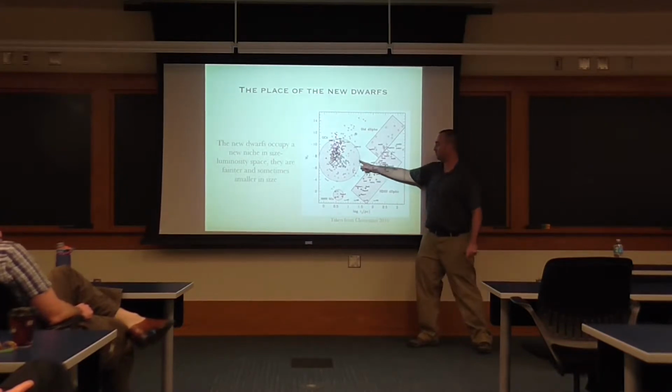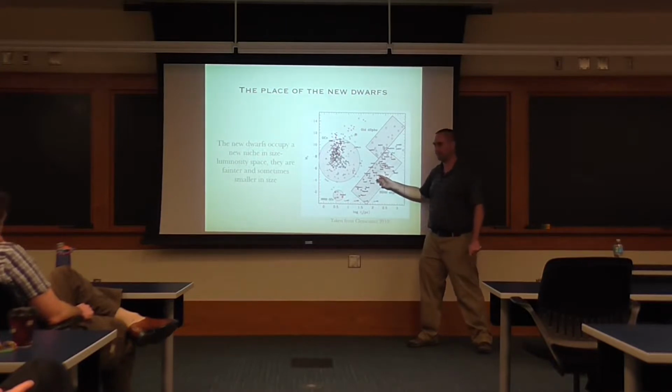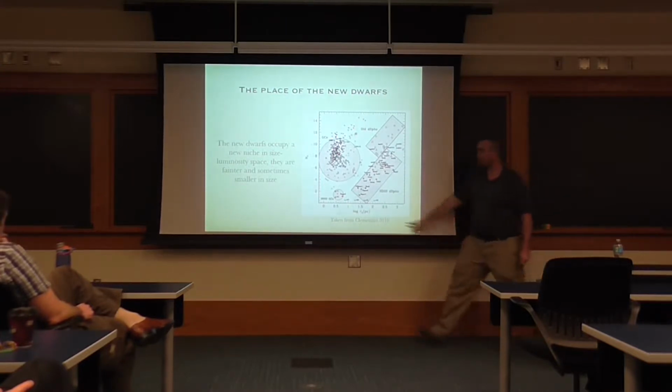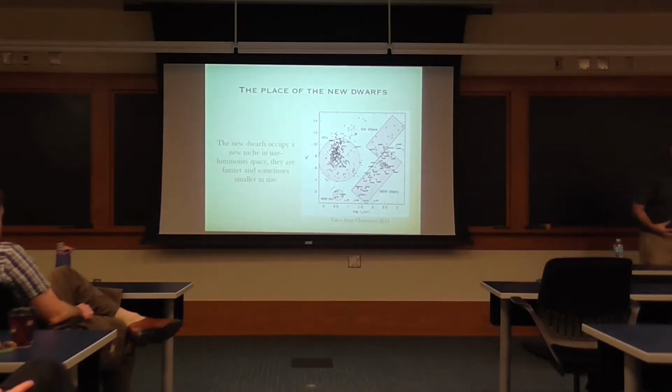So an object like this, well, what the heck is that? I don't know. Is it a globular cluster or is it a dwarf galaxy? And then there are other very tiny things that are thought to be very small globular clusters that have been discovered.